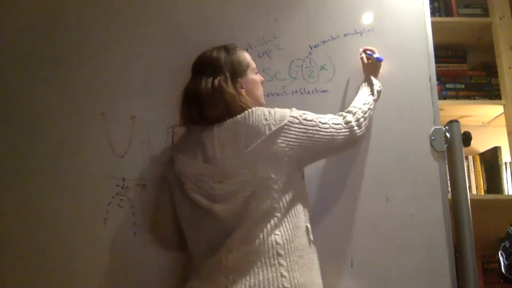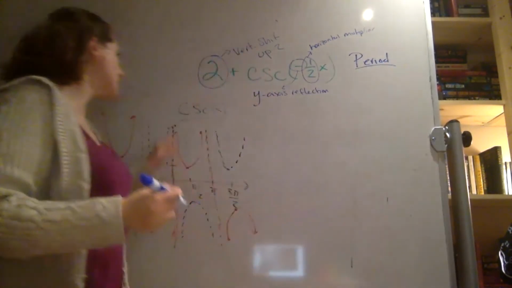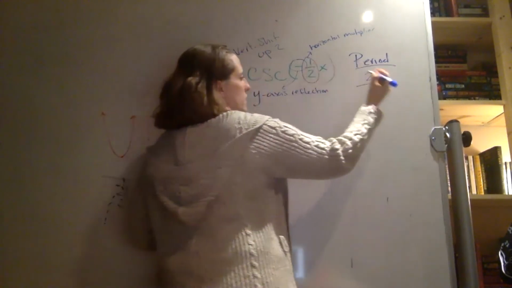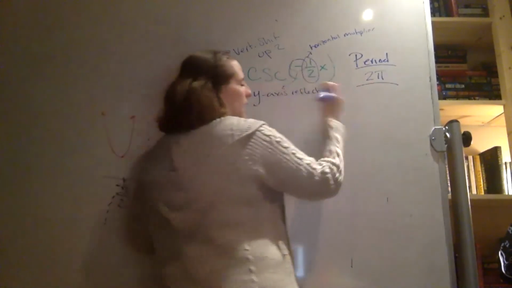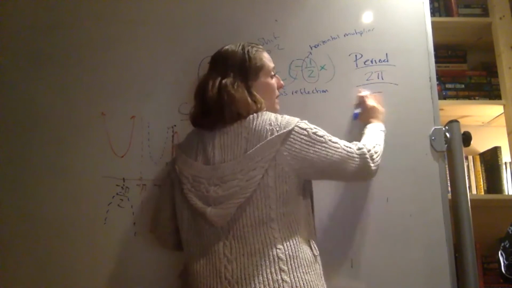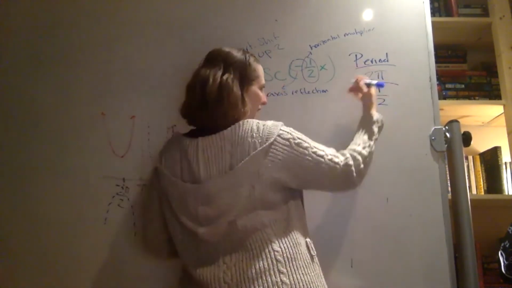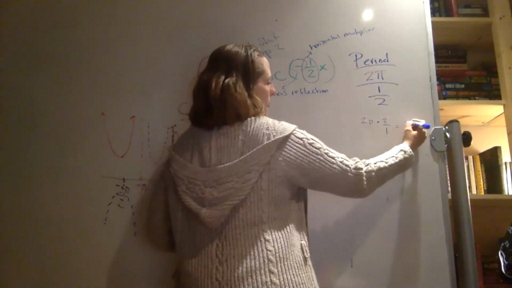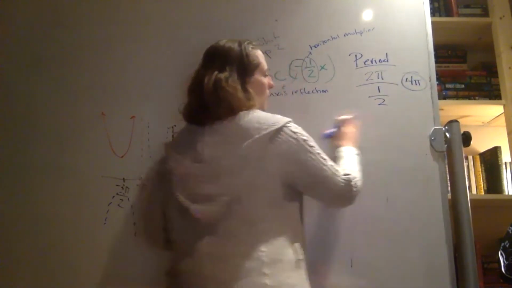Now remember, we find the period of a trig function always in the same way. We take the original period. The original period of cosecant is 2 pi. And we divide by that horizontal multiplier. Notice I don't care about that negative. The negative just tells me about that y-axis reflection. I'm going to divide by 1/2. But 2 pi divided by 1/2 is 2 pi times 2 over 1, or 4 pi. So our new period is going to be 4 pi.